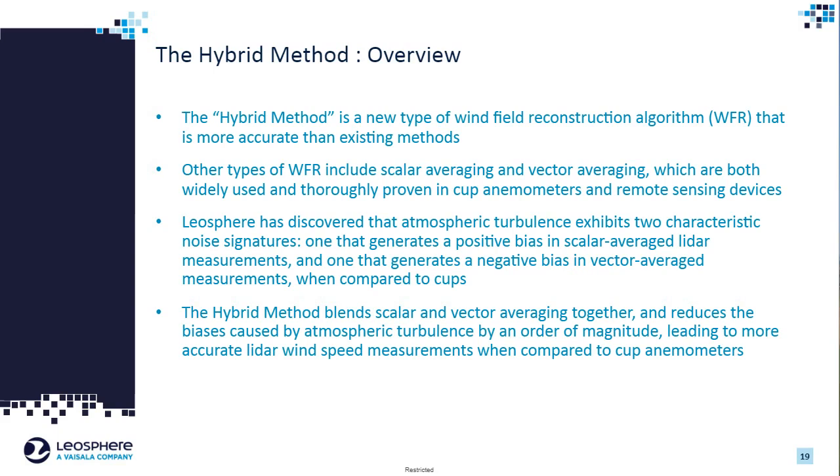Leosphere has discovered that atmospheric turbulence exhibits two characteristic noise signatures, one that generates positive bias in scalar average lidar measurements, and one that generates a negative bias in vector average measurements when compared to cups. The hybrid method blends scalar and vector averaging together and reduces the biases caused by atmospheric turbulence by an order of magnitude, leading to more accurate lidar wind speed measurements when compared to cups.